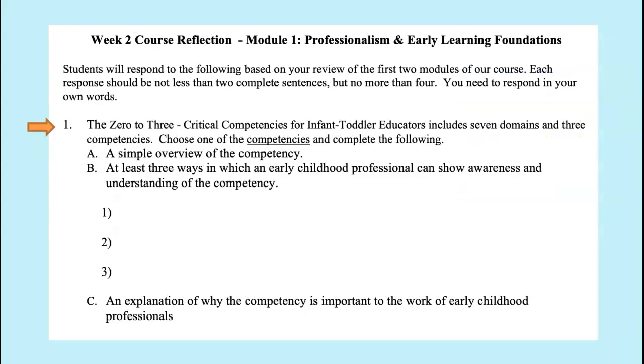We've already looked at this first part. Remember, we talked about the competencies, the 7 domains, and the 3 competencies according to 0 to 3 research, right? So this first one, and all of these that you're going to see in a moment, are all on one worksheet that you're going to submit. This is your week 2 course reflection. So the 0 to 3 critical competencies, you're going to choose 1 and complete A, B, and C.